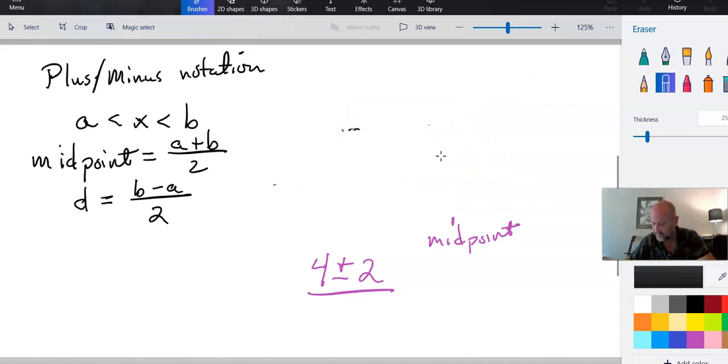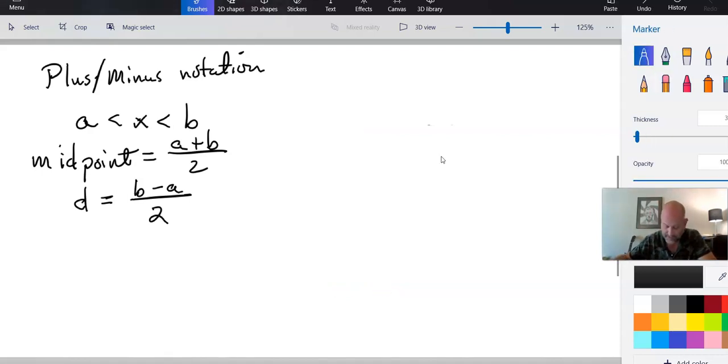Let's see if I can erase this. Whee. Okay, got pen back on.